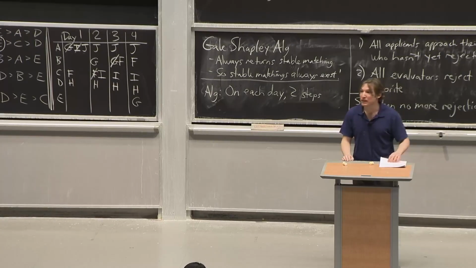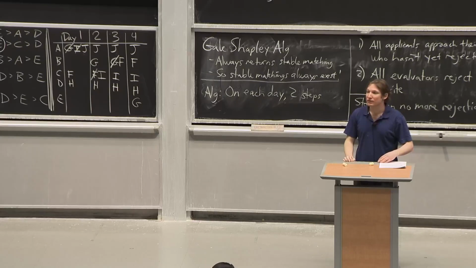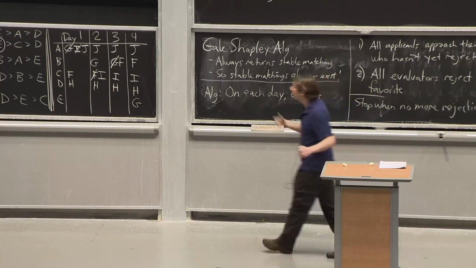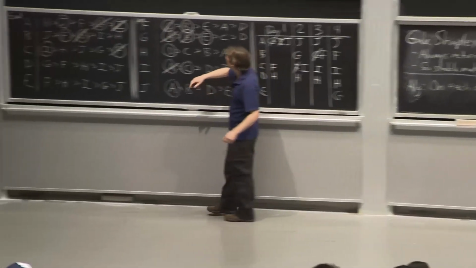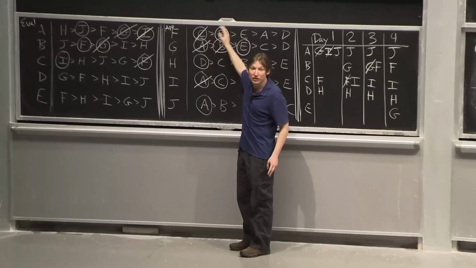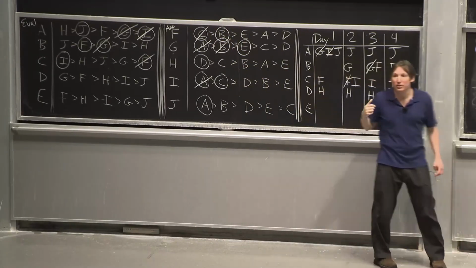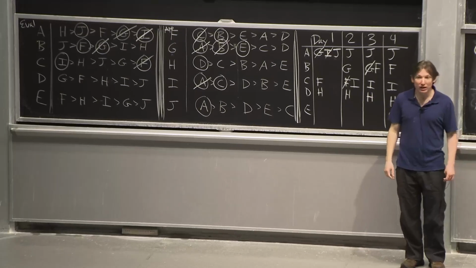Question? If you were to weight these as like the first choice is 1, second choice is 2, is this necessarily the smallest weight as well? Interesting question. If we give a weight for who gets which preference, so first choice gets 1 point, second choice gets 2 points, and all the way down, does this algorithm give a matching with lowest total weight? That's a really great question.